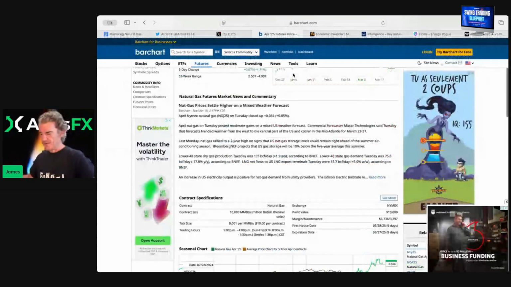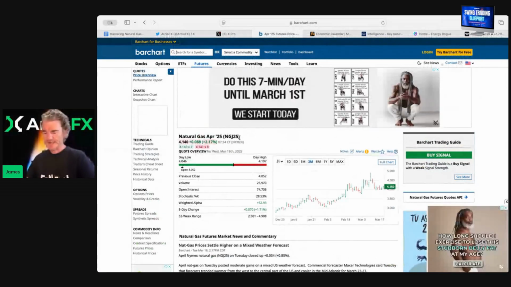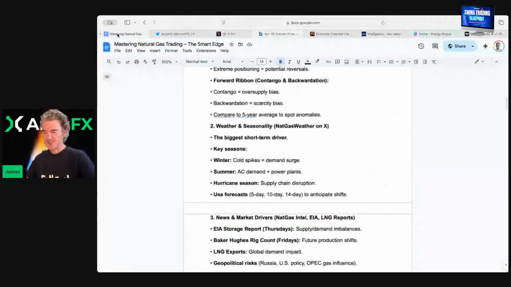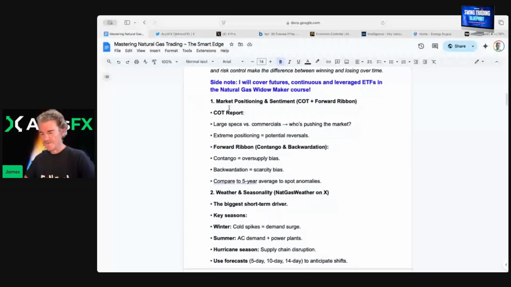And what I'll do in the course is go through the COT report with you and show you exactly what we look at and what we pay attention to and how that affects our decisions or deliberations on the direction of the market. And that really covers number 1 and 2, the market positioning, the sentiment, the forward ribbon, the large specs versus commercials, who's pushing the market, extreme positioning.